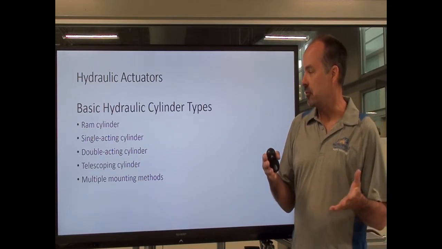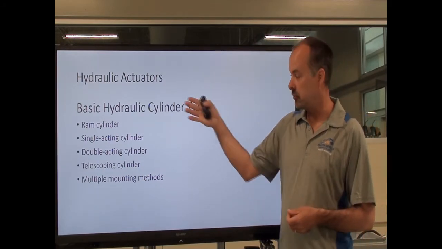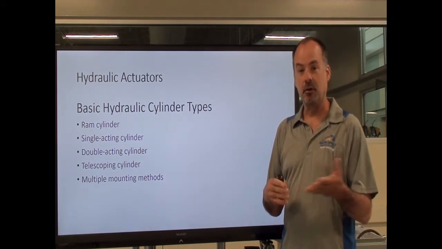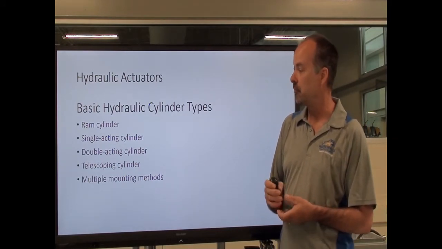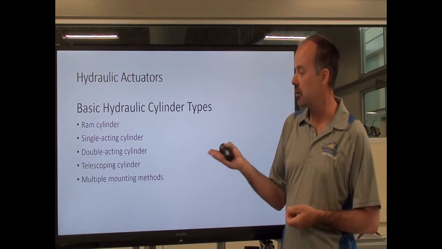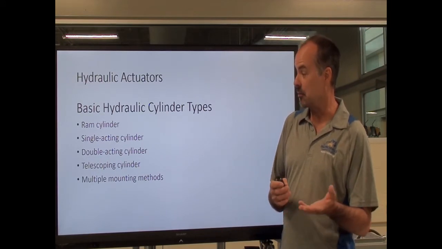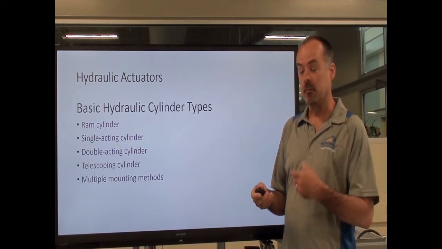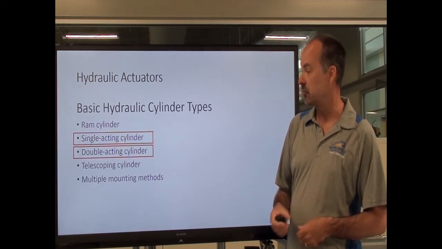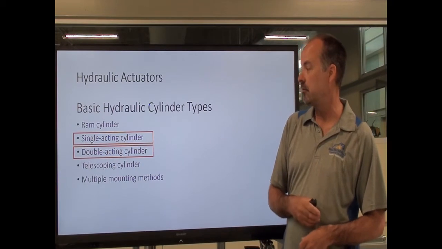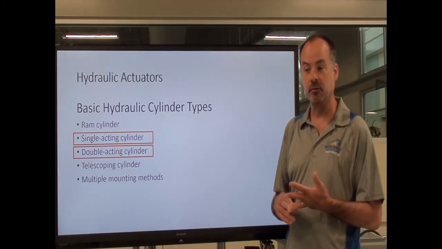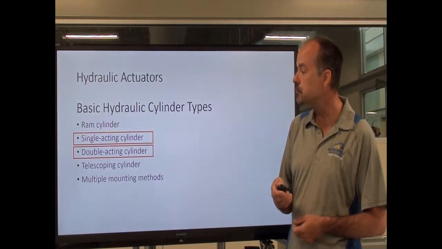So the basic types of cylinders, your textbook goes into all of these types of cylinders. The ram cylinder, which is like a hydraulic jack you would use for lifting a car, single acting cylinder, double acting cylinder, telescoping cylinders, and the multiple mounting methods. For the purpose of this introduction, we're just going to cover the two primary types of cylinders, your single acting and your double acting cylinders that you find in a hydraulic circuit.